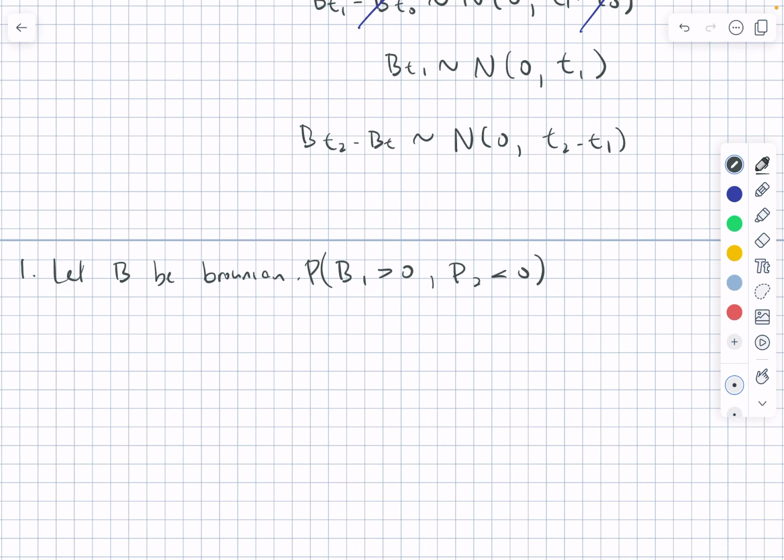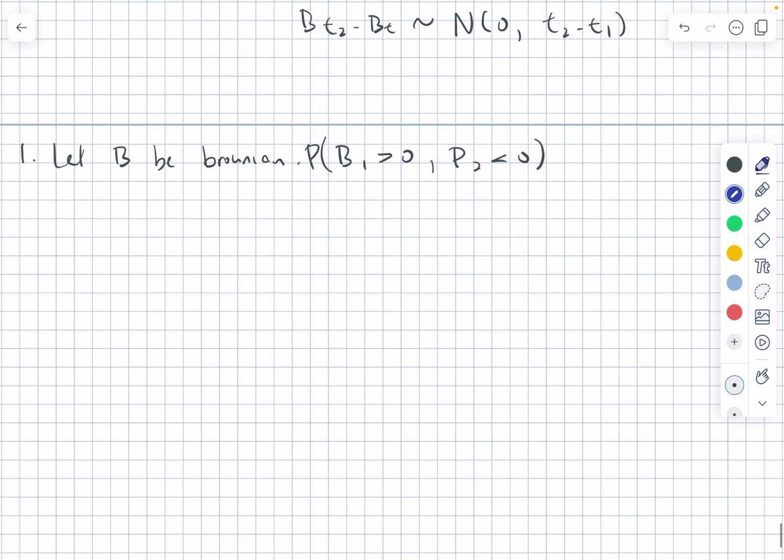So what's the probability that we have something that looks like this? It doesn't have to be exactly this, it just has to be that B1 here is greater than 0. Let's call this T1. It's just the time interval 1. And B2 is something less than 0. So at interval 2, we have something that's less than 0.